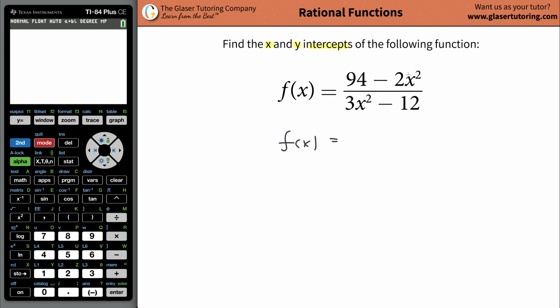So I can factor out a 2 in this expression, right? So basically I would have 2, and then thinking about 94 divided by 2, that's going to be 47, and then minus x squared. So factoring out the 2 from that is just going to leave x squared. And then this is now all being divided by, I see a common 3 down here, so I'm going to pull out a 3. So there's going to be 3 times x squared minus 4.